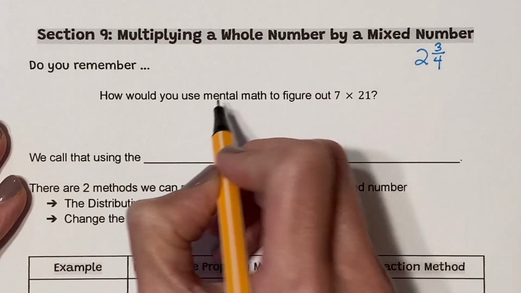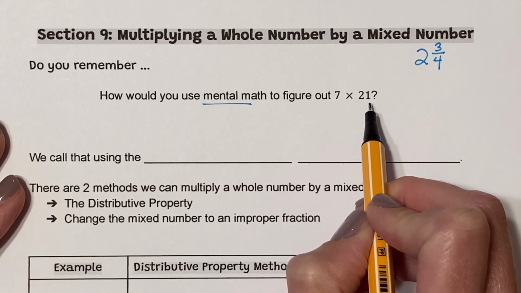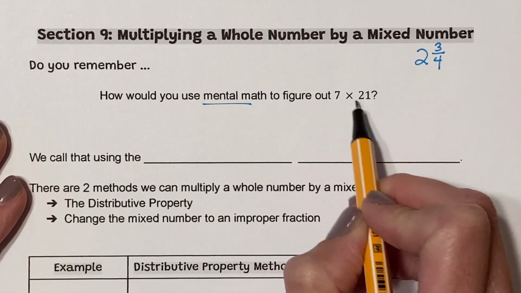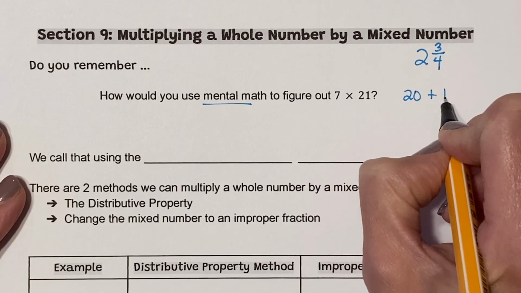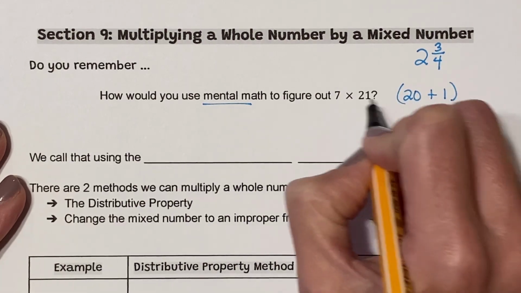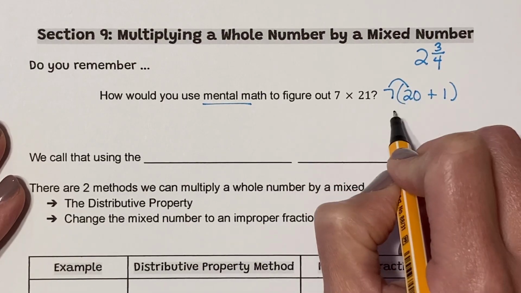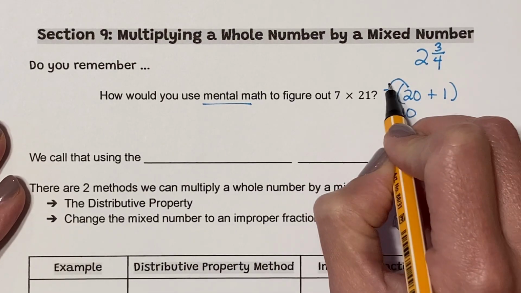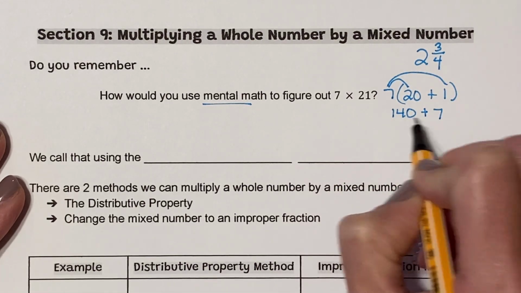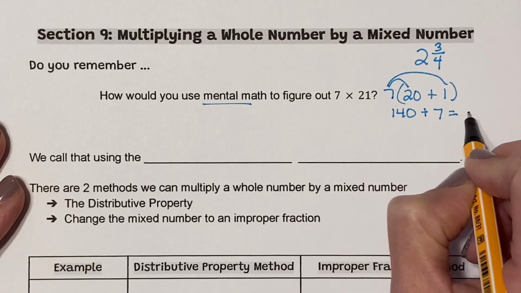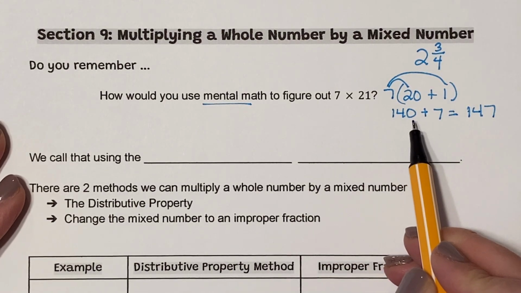How would you use mental math to figure out a problem like 7 times 21? Well, you might break up the 21 into 20 plus 1, and then you would multiply the 7 by the 20. 7 times 20 is 140. And then you would multiply the 7 by the 1, and you would get 7. And then you would add these two together, and you would get 147.